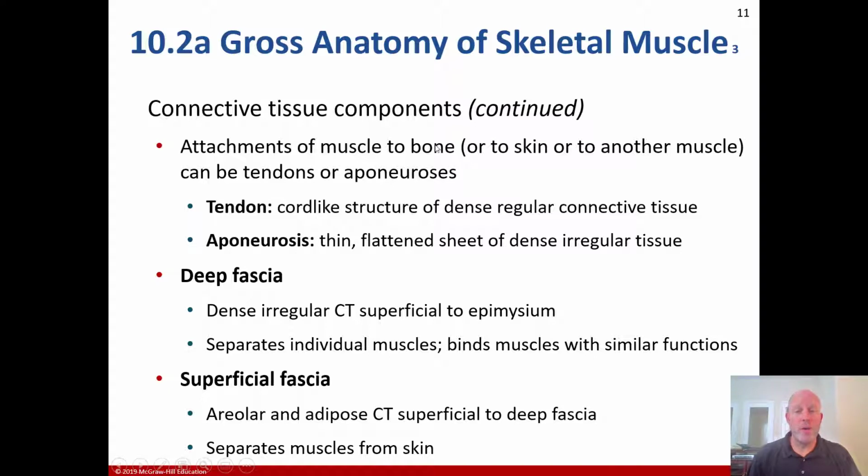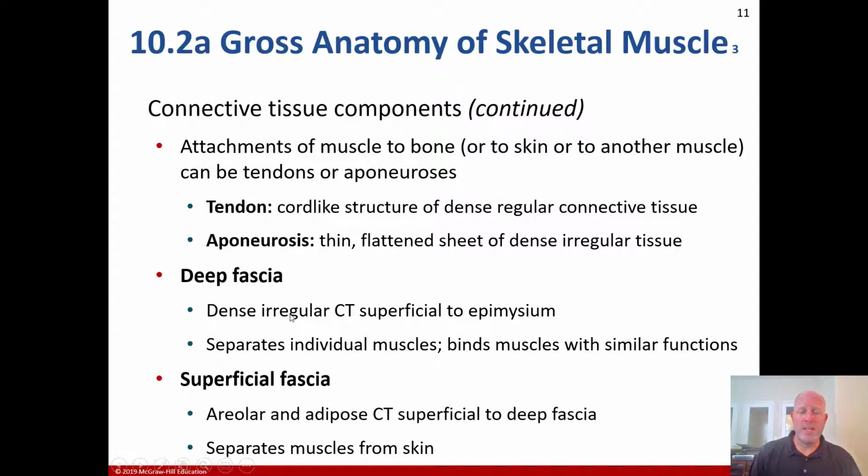As far as connective tissue components, going forward here, attachments of muscle to bone or skin to another muscle can be tendons or aponeuroses, aponeuroses being plural, aponeurosis being singular. A tendon is a cord-like structure of dense, regular connective tissue, typically muscle to bone. Aponeurosis is a thin, flattened sheet of dense, irregular tissue, and that can be tissue to tissue.